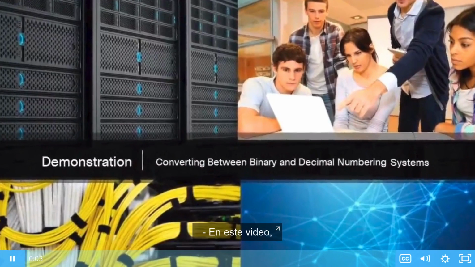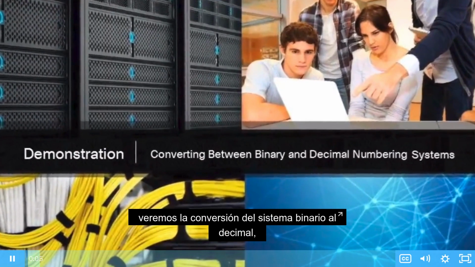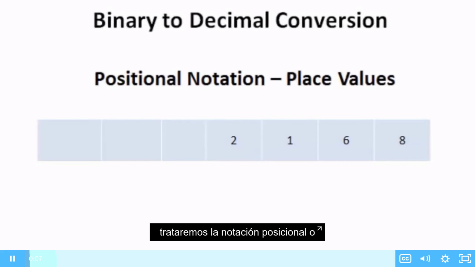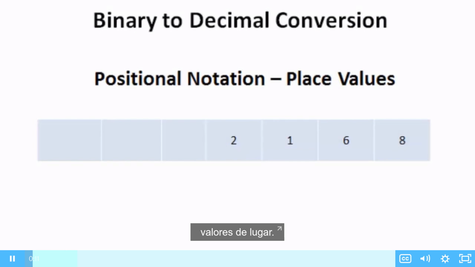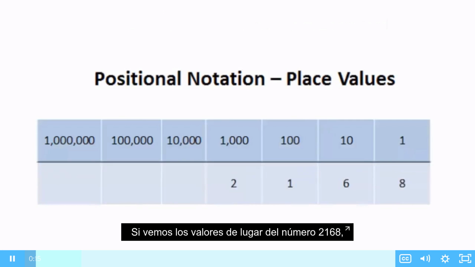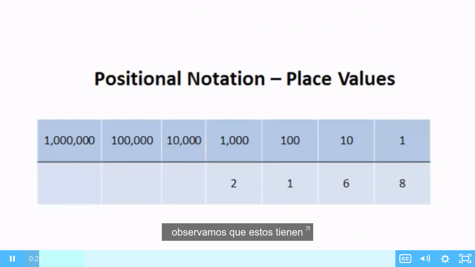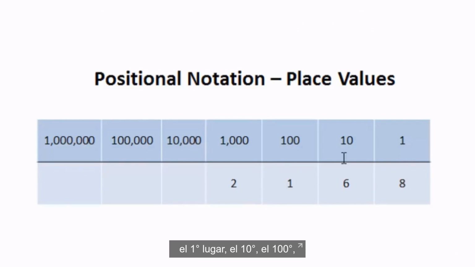In this video, I'm going to discuss binary to decimal conversion. But before I do this, I want to take a look at positional notation, or place values. I have the number 2,168 here. If we look at the place values of the number 2,168, we can see that the place values have the ones place, the tens place, the hundreds place, the thousands place, 10,000, 100,000, and million.